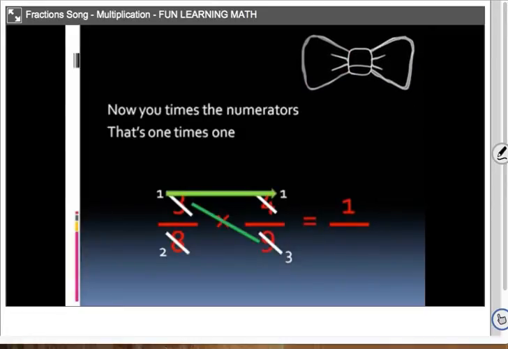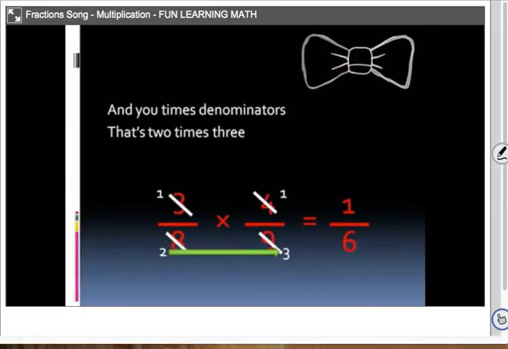Numerators, that's 1 times 1. Times denominators, that's 2 times 3.